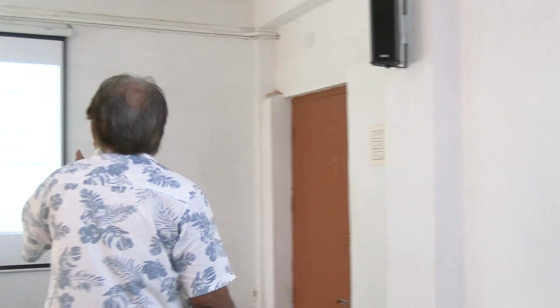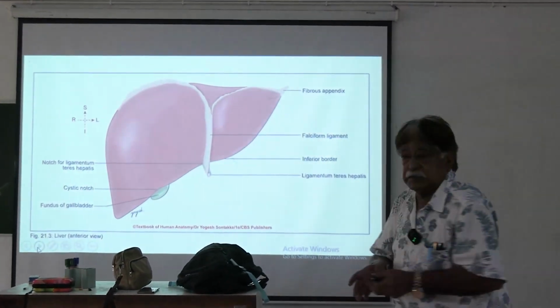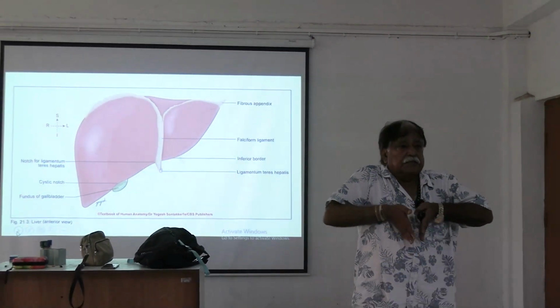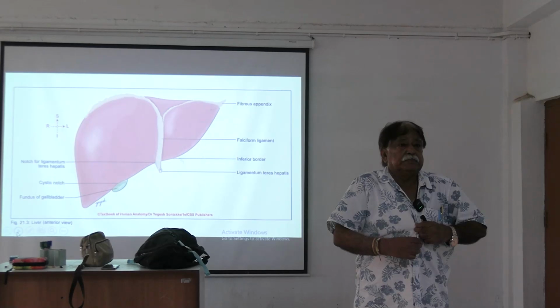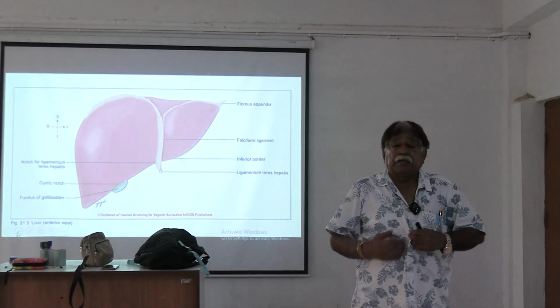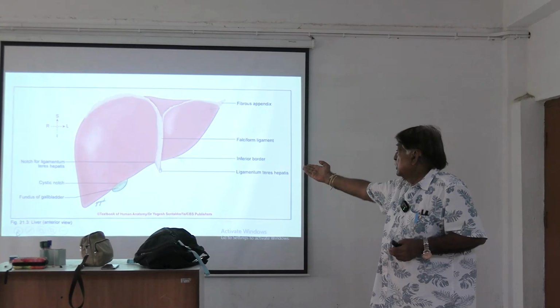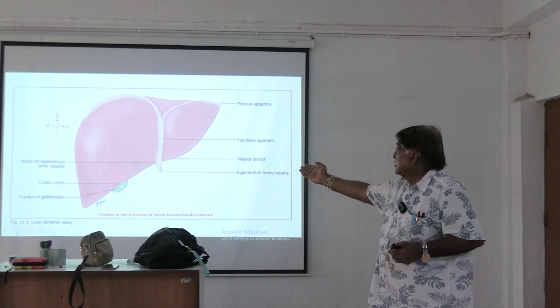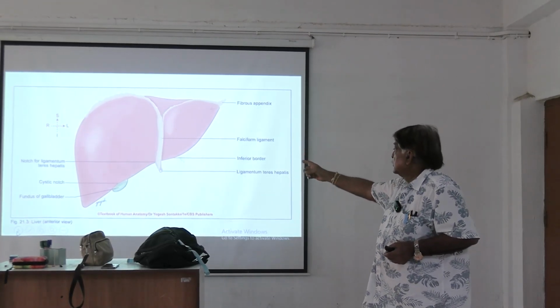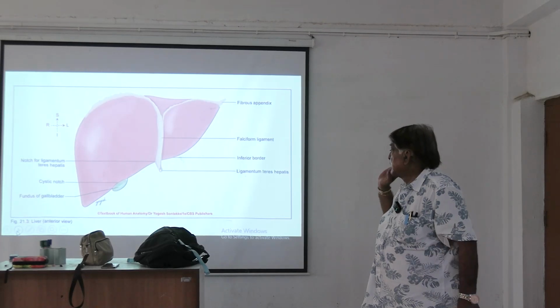Cord-like structure is there. That is ligamentum teres hepatis. The falciform ligament is covering the liver like this. That is your falciform ligament. The gallbladder is there. Fundus of the gallbladder, notch for the ligamentum teres hepatis.